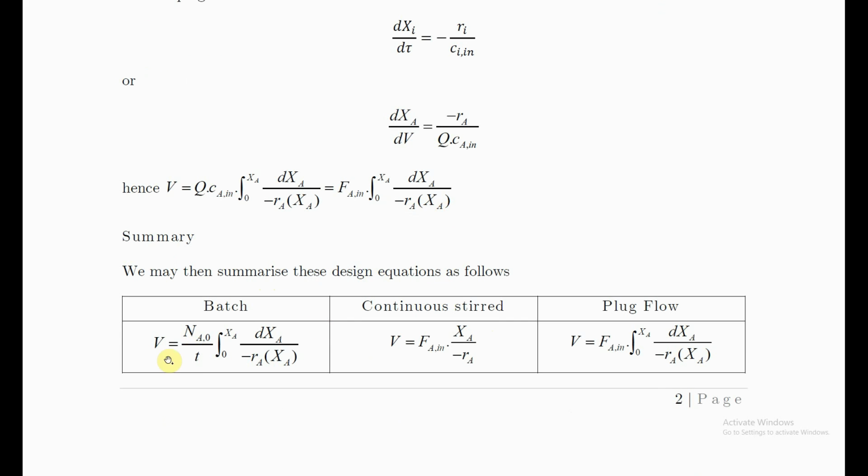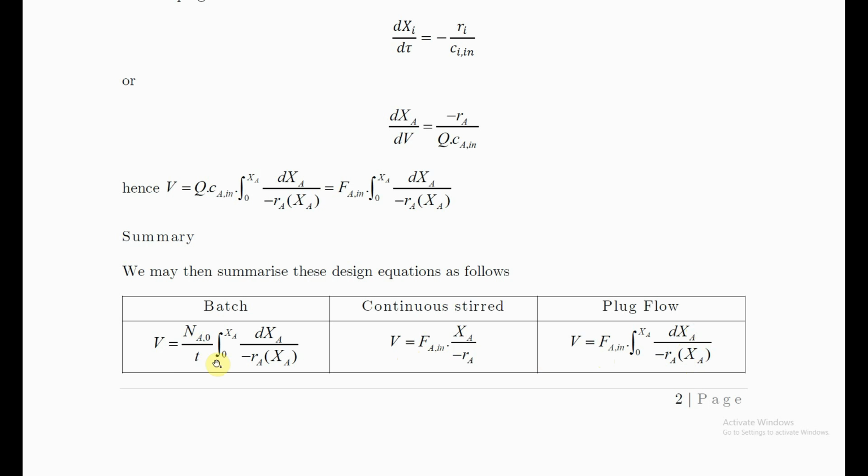And so just to summarize that, you can see here in the batch case, your volume is proportional to dXA here, and then your minus RA there. In the case of the CSTR, again, something to do with XA up here and minus RA down there, and the same thing here for the PFR. And then for CSTR and PFR, you've got FA in, FA in. Here you've got NA naught over tau. And if you think about this, this is the total time spent reacting, right?